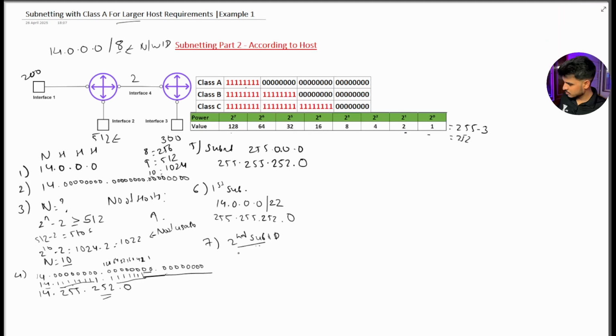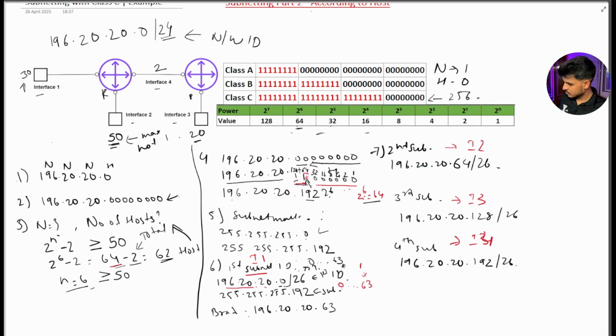Now what will be the second subnet ID? To find the second subnet ID, first we have to write its n value, which was n equals 10, as we have already seen. In class C, as we have seen, when finding the second subnet value we took the value of the network bit which was first given from host to network, so it was 64, which was 2⁶, and its value was 64.